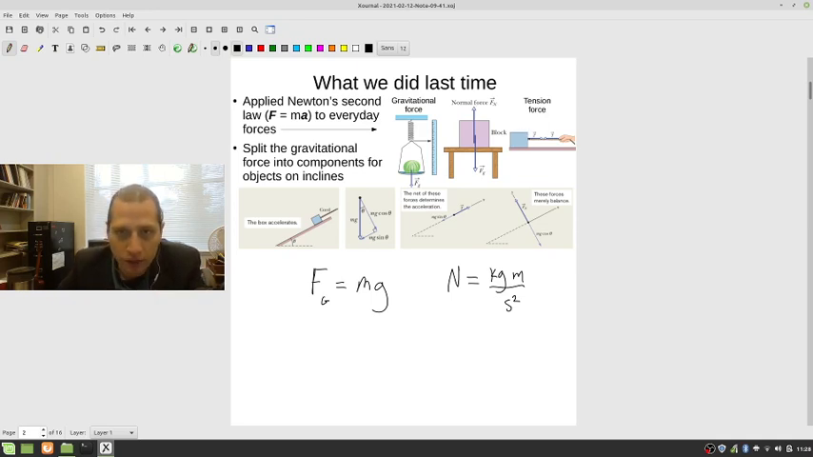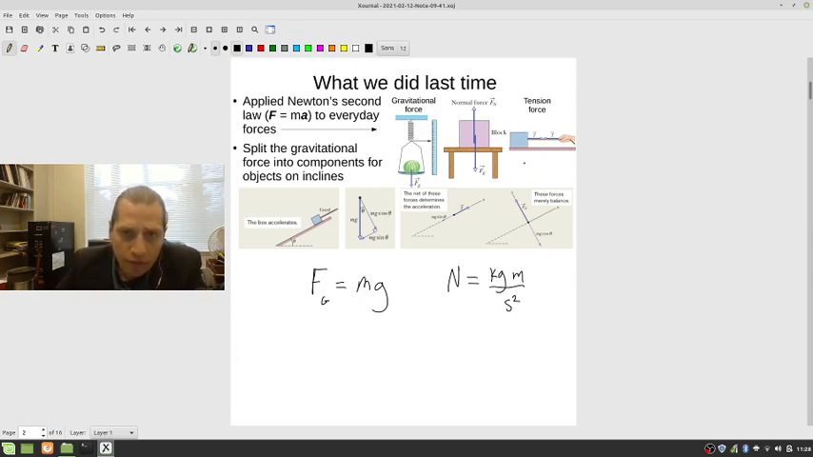Then we also talked a little bit about tension forces in ropes, which can be a little tricky because they act in different directions on different objects. So here the tension, this is a block being pulled along by a rope. The tension is pulling to the right on the rope. It's pulling to the left on the hand.